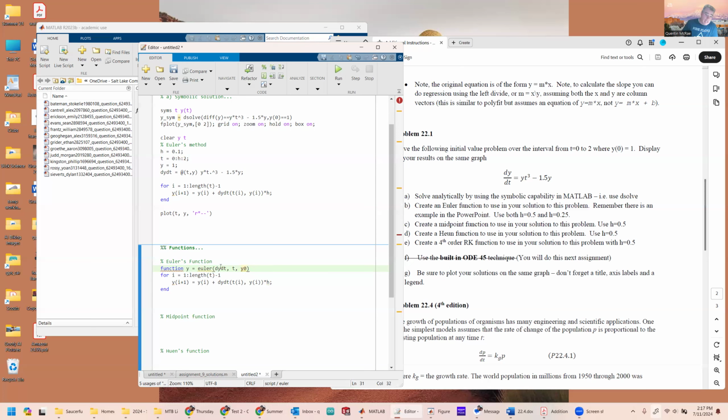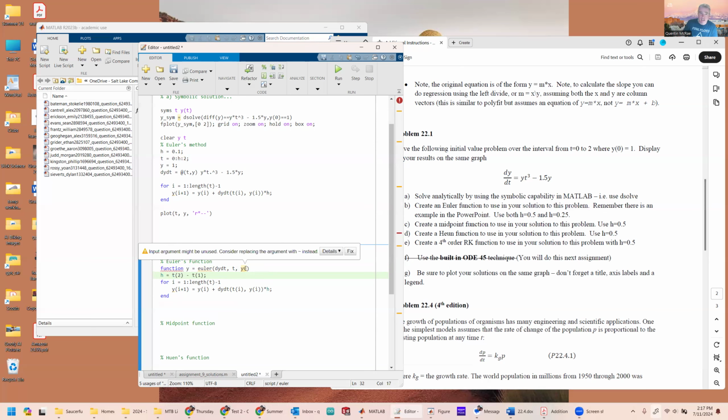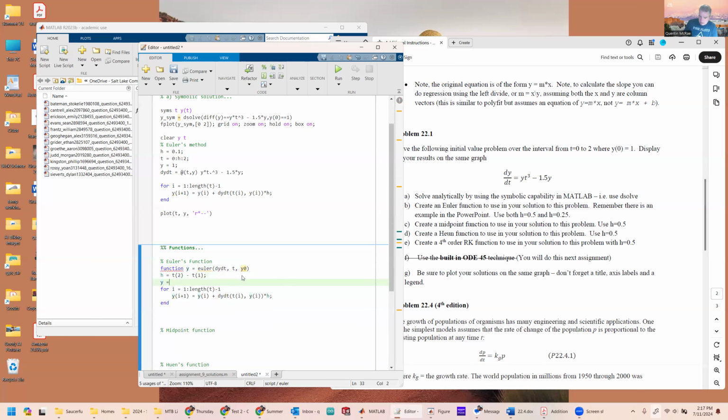So what I'm going to do is send it my function, my independent vector, and my initial condition. Then right off the bat, I'm going to say h is equal to t2 minus t1. So I'm going to calculate h right here. Because if I never messed up, I could send it h and say h is equal to 0.25 or whatever. But it's only going to cause you problems when you have two things that are not independent of each other, but you're treating them as independent. Okay, so there's that. I'm going to set y equal to y naught.